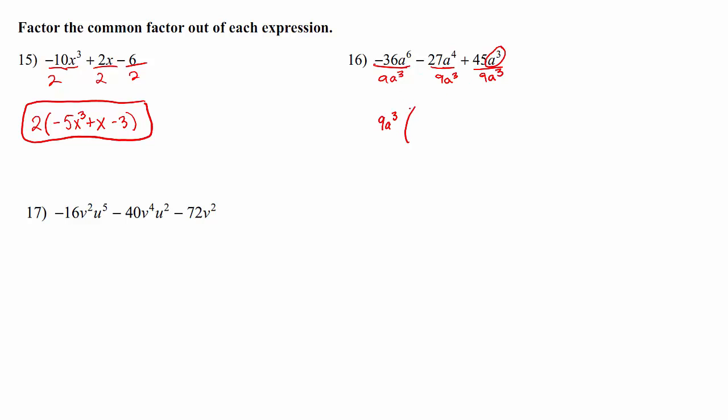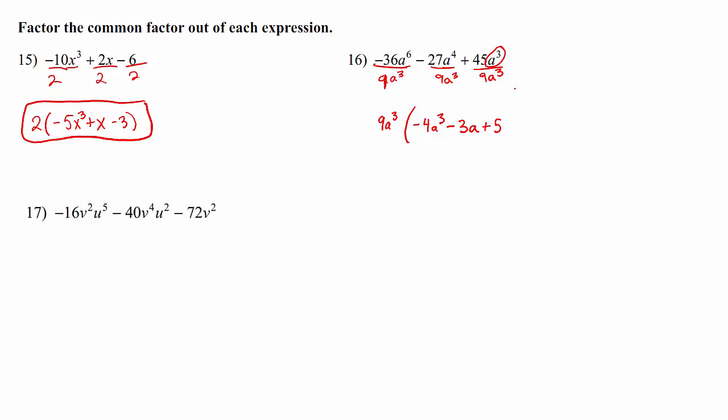That's what goes outside our parentheses. Then we divide. So that 9 looks like an a. We do negative 36 divided by 9 and get negative 4. We subtract their exponents because we're dividing and get 6 minus 3, which is 3. Negative 27 divided by 9 is negative 3. 4 minus 3 is 1. You can write the 1, but you don't need to because we understand that there's a 1 there when we don't write it. 45 divided by 9 is 5.